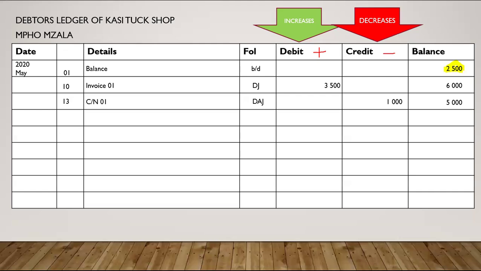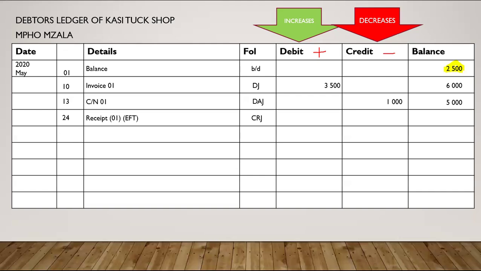I will write the 24th, and under details, I will write receipt or bank statement EFT. This will be recorded in the cash receipts journal because we are receiving money. Mpomzala paid us, and it will reduce what Mpomzala owes us.